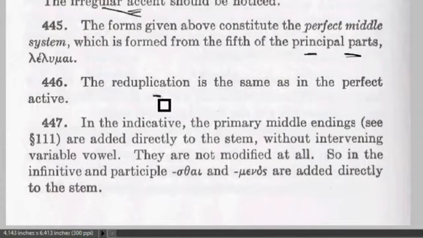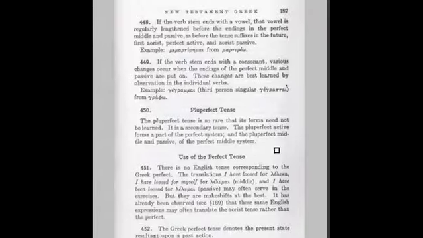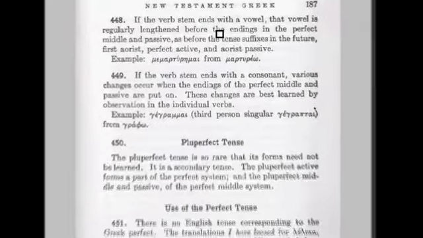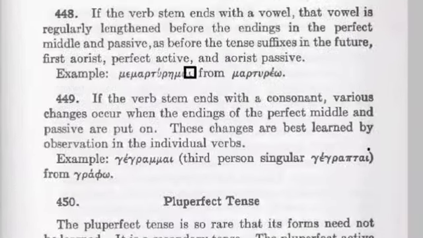He notes the reduplication in the middle and passive is the same as in the active. And he also notes here that the primary middle endings are directly added to the stem without any intervening vowel. They're simply attached to the stem in the way that we saw earlier in the indicative. There may be some changes that take place with participles, but nevertheless, that's the basic rule that we'll find applying here. And moving to page 187, he notes that if the verb stem ends with a vowel, that vowel is regularly lengthened. We talked about that before.